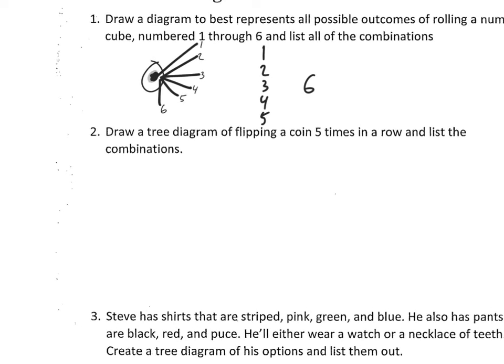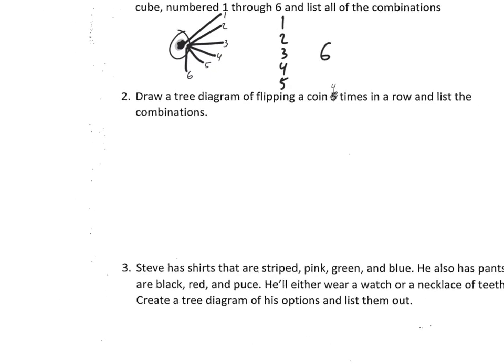So number 2, draw a tree diagram of flipping a coin 5 times in a row and list the combinations. I want to change this one up. 5, I'll be honest, it's going to make it too big. We're going to change this to 4 times. So, first flip. Let's go and talk about that one.